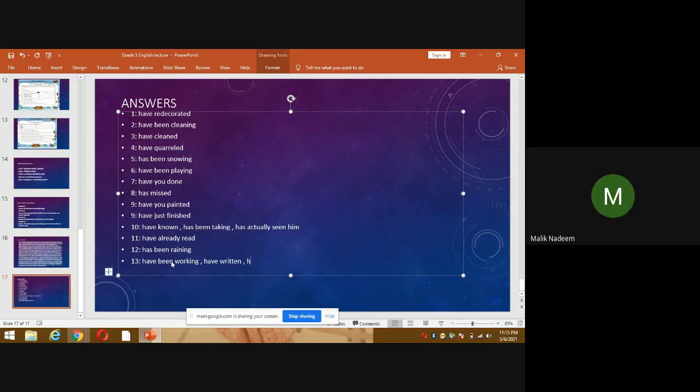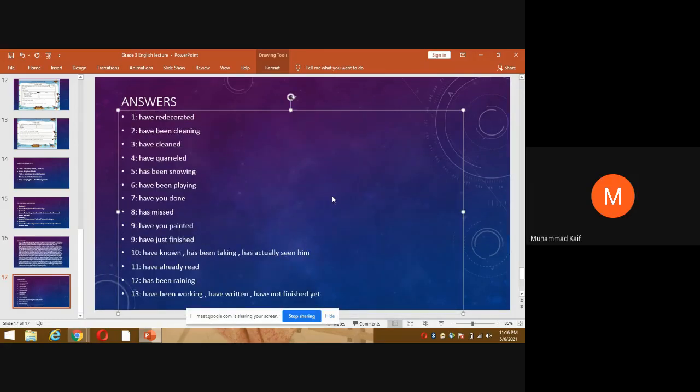Miss, the first one, clean. The second one has cleaning written, so you have to write it as cleaning. Yes, you have to write the whole thing in the blank. Okay, where I'm putting commas, that means the first part goes in the first blank, after the comma the second blank, after the comma the third blank. When you read number 10, there are 3 blanks. So the first blank: have known, second: has been taking, third: has actually seen him. Okay?